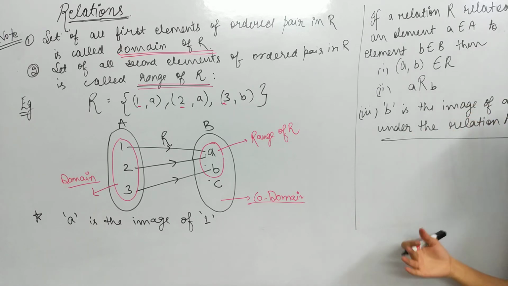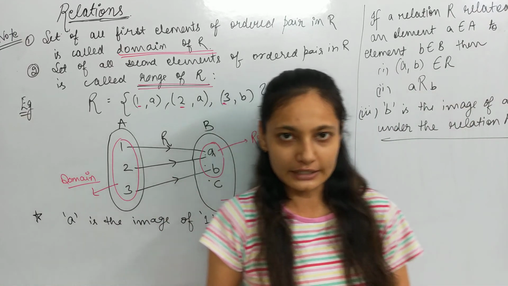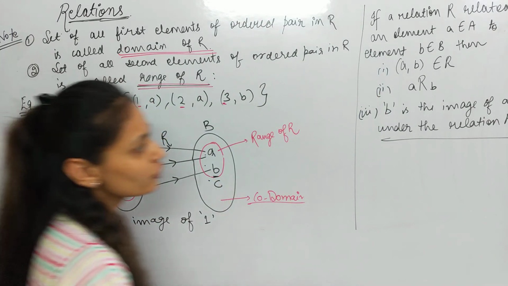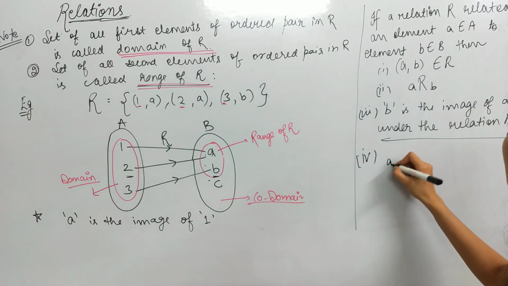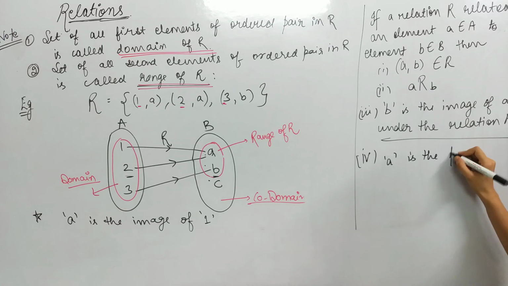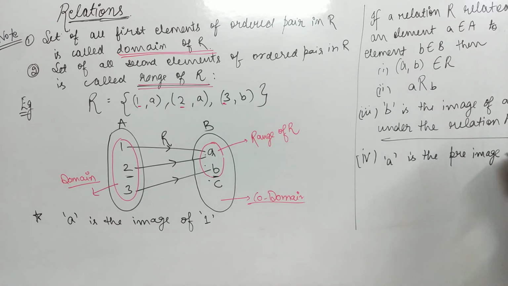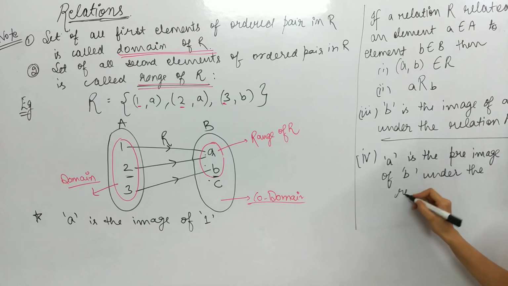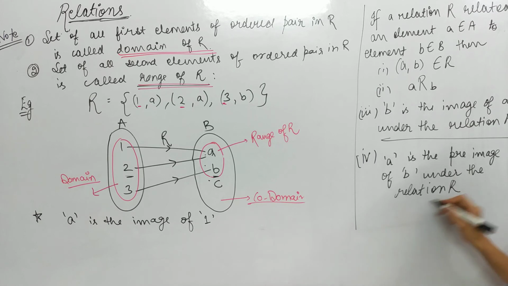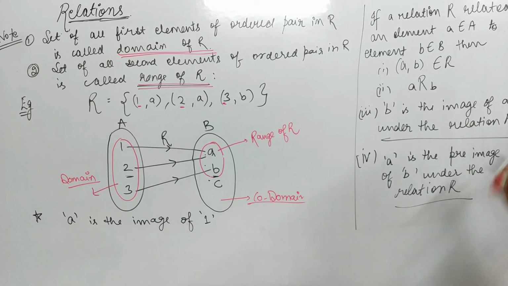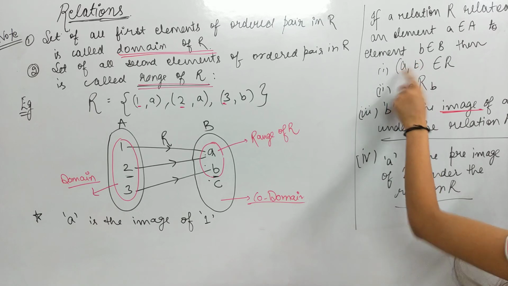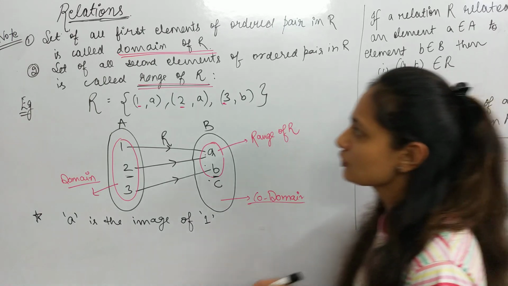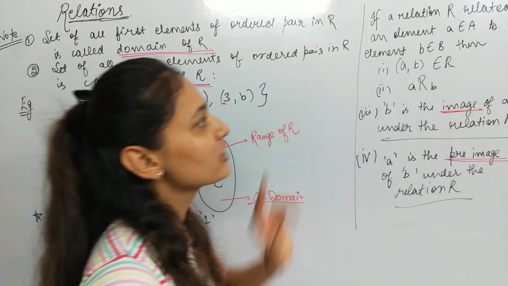So these are some terms. You say that this element is related to another. You say that 2 is the pre-image of B. You use the word pre-image also, that a is the pre-image of b under the relation R. Here you use image: b is the image of a, and a is the pre-image of b. So these are some notations you use: domain, range, codomain, pre-image, image in this relation.